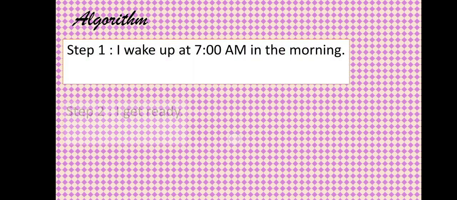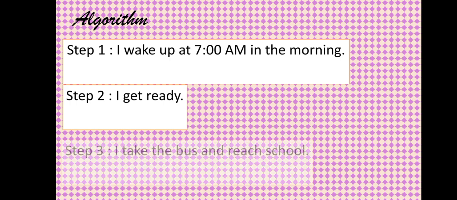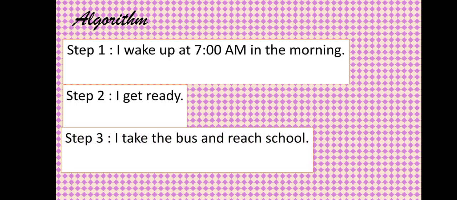Now, let's see how many steps are involved. First step, I wake up. Second step, I get ready. Third step, I take the bus and reach school. Now, this is easier for us to analyze and easy to count the number of steps that we have taken, and it also looks organized. Now, an algorithm is a written form.